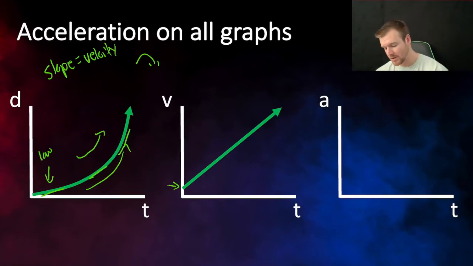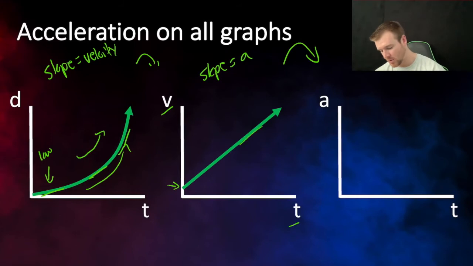And lastly, we have to know that the slope on our v versus t graph is equal to acceleration. So again, we put the slope onto that graph. The slope here is consistent. It's a straight line the whole time. So that means we're gonna have an acceleration as a straight line across, right? Because this acceleration is staying the same.